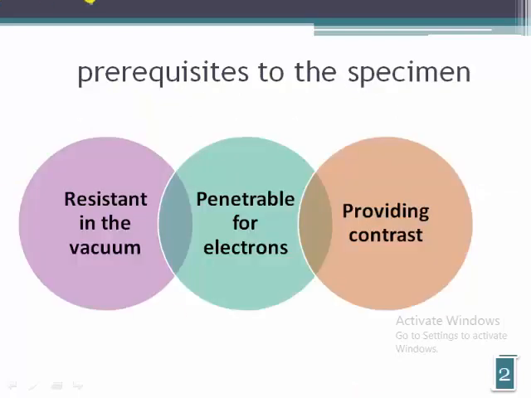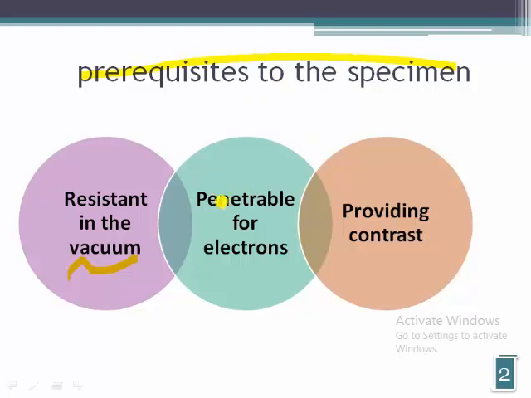So this is the prerequisite of the specimen, meaning what are the requirements of a specimen to be introduced into the transmission electron microscope. So these are the three requirements. First, whatever sample we have, it should be resistant in a vacuum. Obviously, it should be resistant in a vacuum. Otherwise, our sample will be disturbed by the pressure. So whatever sample we select, it should be resistant in the vacuum.